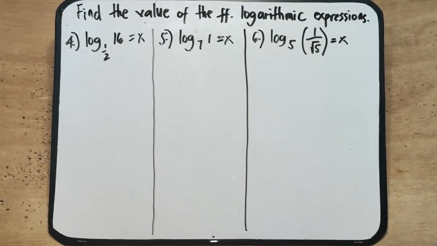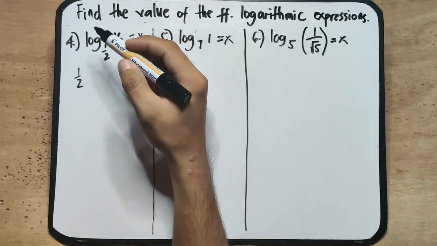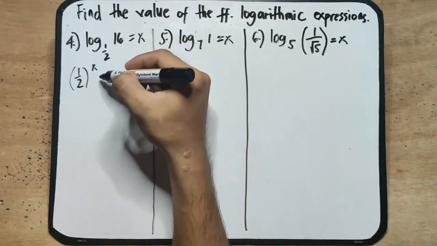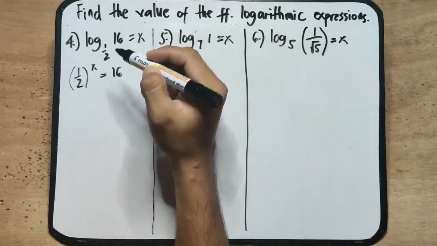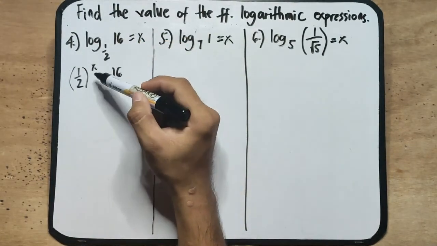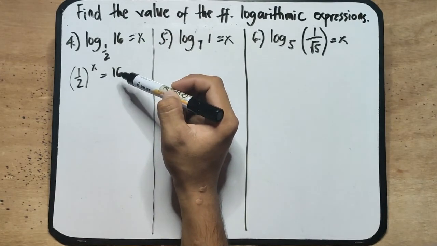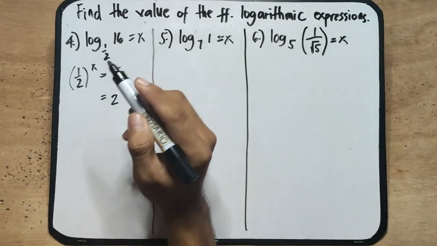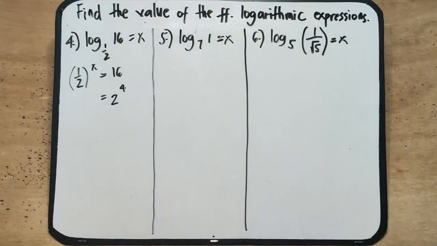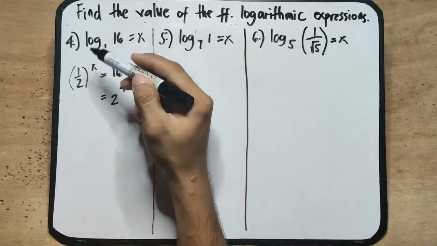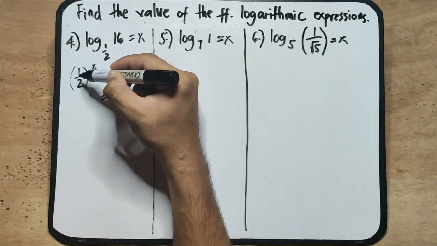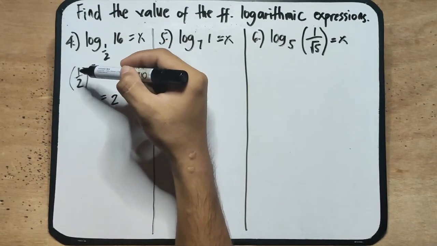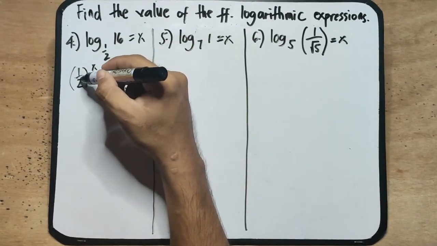For item 4, we have log base 1 half of 16 is equal to x. So 1 half is the base, the exponent is the variable x, and the answer is 16. So we know that 16 is a multiple of 2. So 16 can be written as 2 raised to 4, since if we multiply 2 by itself 4 times, the answer will be 16. Now 1 half, it can be written using 2 as the base. So we know that the exponent of the denominator is 1.